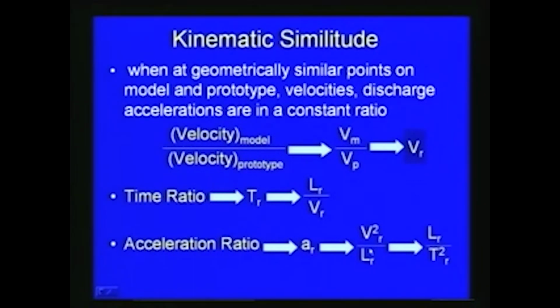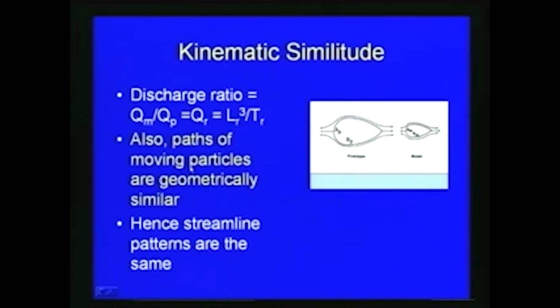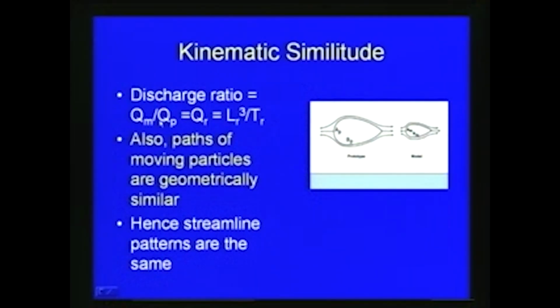Then the acceleration ratio is Vr square by Lr, which is equal to Lr by Tr square, so that meter per second square comes. So we have various parameters like time, acceleration, velocity, and then the discharge. The discharge ratio is Qm by Qp, the discharge of the model divided by discharge of the prototype, that is the ratio Qr, equal to Lr cube by Tr, where Lr is the length ratio and Tr is the time ratio.